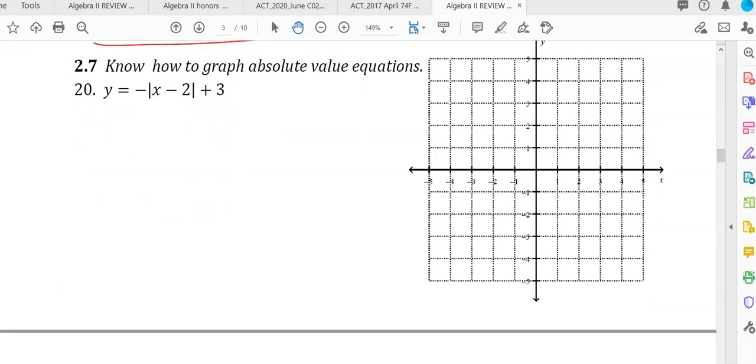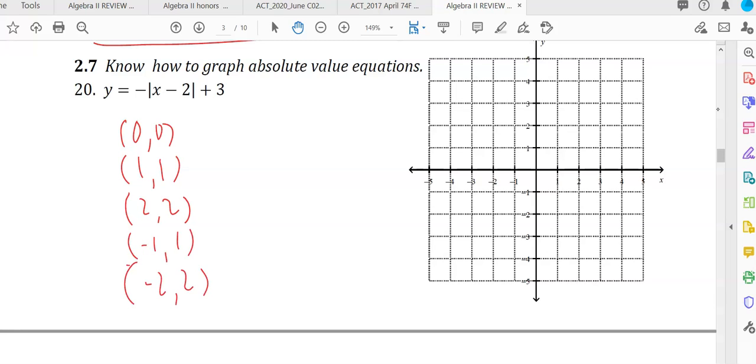Fast. How to graph absolute value equations. So you know you're starting with the points you know and love, 0, 0. For absolute value, it's 1, 1, and be careful, this is 2, 2, and negative 1, 1, and negative 2, 2. And multiply all these by a equals negative 1, so this is going to be 0, negative 1, it's going to change signs.